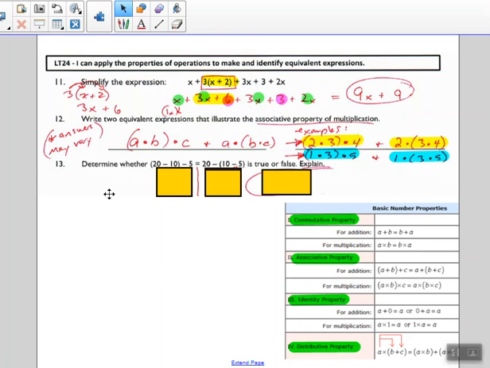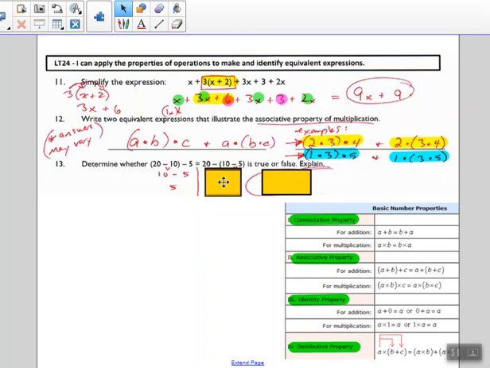Number 13, it says determine whether 20 minus 10, I should say the difference of 20 and 10 minus 5 is the same as 20 minus the difference of 10 and 5. So we got to prove this one, okay? And if it's right, we would say it's true, and if it's not right, we would say it's false. Well, if I solve this left side of the equal sign, I really would get 10 minus 5, which is 5. If I solve the right side over here, I'd get 20 minus 5.